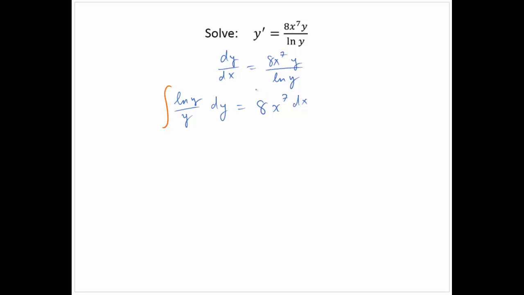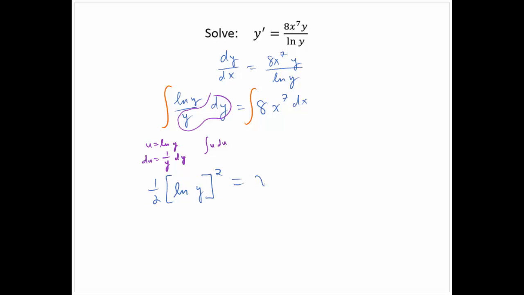Integrating both sides. Let's see, natural log y over y dy. I think I'll need to make a substitution there. If I let u equal natural log y, then du is 1 over y dy. And I've got that 1 over y dy, don't I? And so then I have the integral of u du, and so that would be u squared over 2. So this ends up being 1/2 (natural log y) squared. The right-hand side is simple. That's just x to the 8th plus a constant, and I'll leave it there.